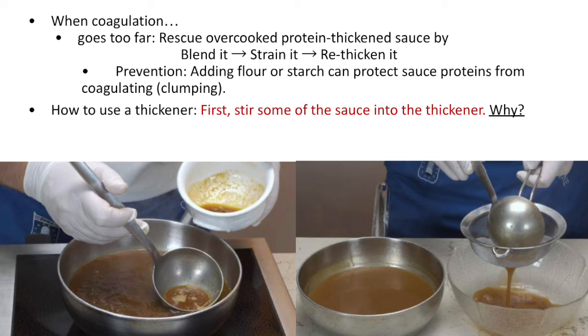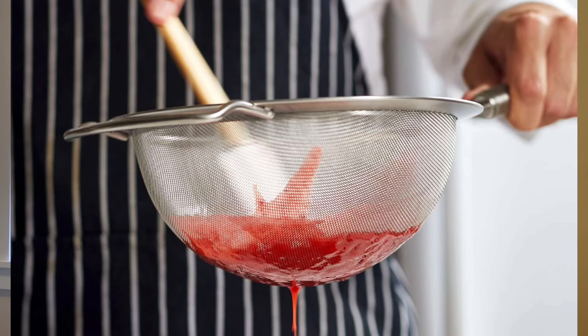When coagulation goes too far, if you are using a molecular thickener and coagulation goes too far, what you can do is blend it, which will break up those proteins, strain it to remove any curdled proteins, and re-thicken it. Then you can also add a secondary thickener like flour or starch, which can prevent some of those proteins from fully coagulating and clumping again.